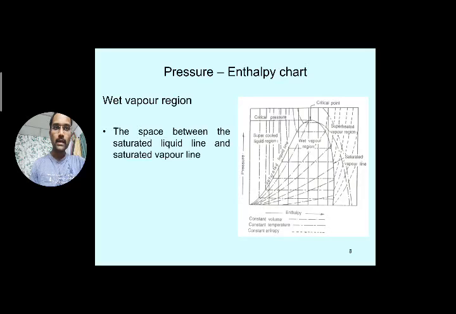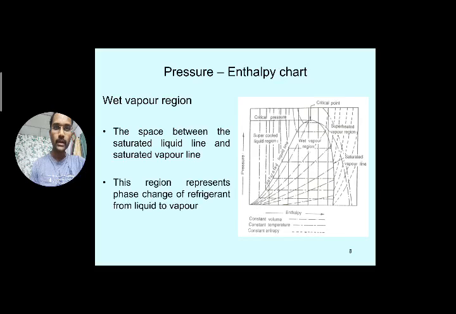Next, the second region is the wet vapor region. We already discussed that the space between the saturated liquid line and the saturated vapor line is the wet vapor region. This region represents the phase change of refrigerant from liquid to vapor. So in this region you can observe the phase change taking place from liquid refrigerant to vapor refrigerant.